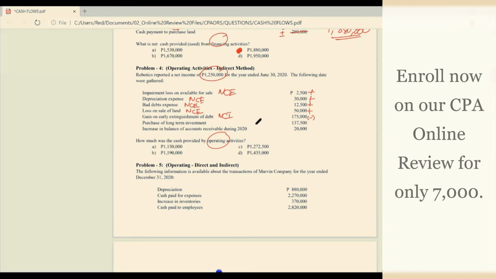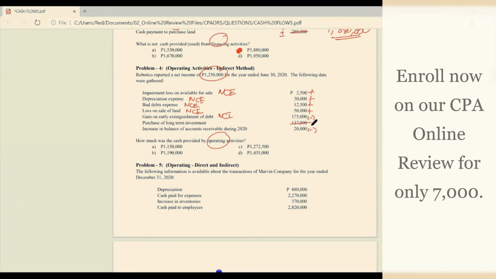Okay? So next, increase in the balance of accounts receivable during 2020. So pag sinabing increase in the balance, di ba ang sabi ko, kapag current asset, tulad ng accounts receivable, inverse ang relationship niya. So kapag tumaas yan, meaning dapat ibabawas mo siya. Dapat i-deduct mo siya. Okay? Inverse relationship, remember, current asset, inverse relationship. So ibawas mo si 20K.